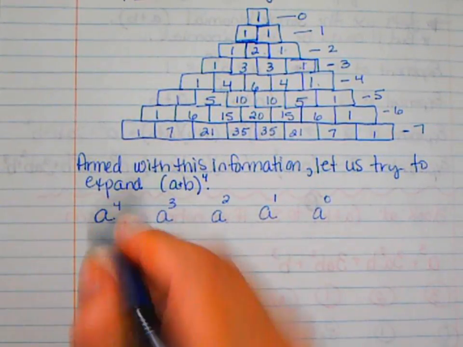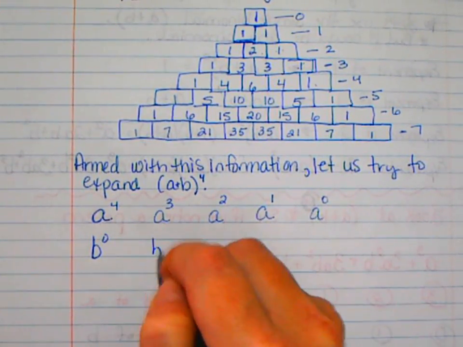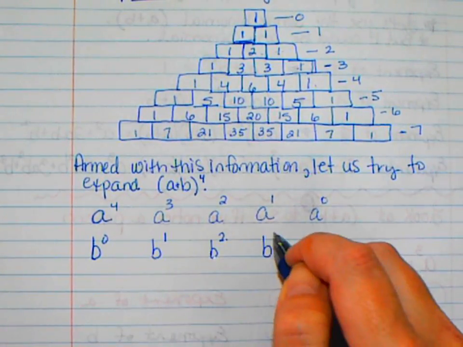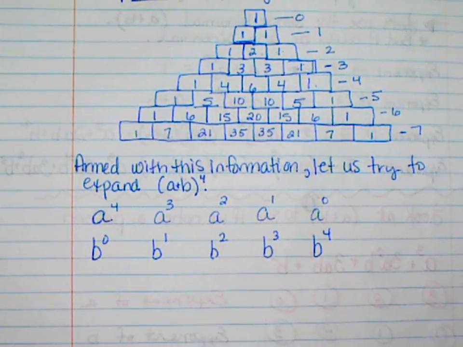So my second term is b. What would b start with? b to the 0th, and b to the 1st, b squared, b cubed, and b to the 4th. All right, so those are my A's and my B's.